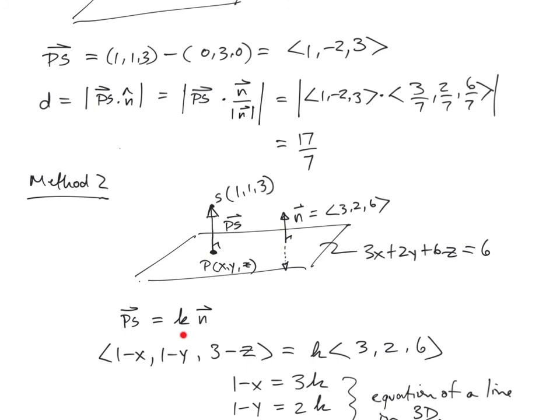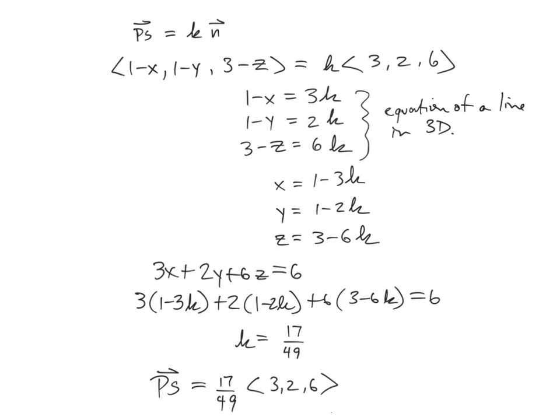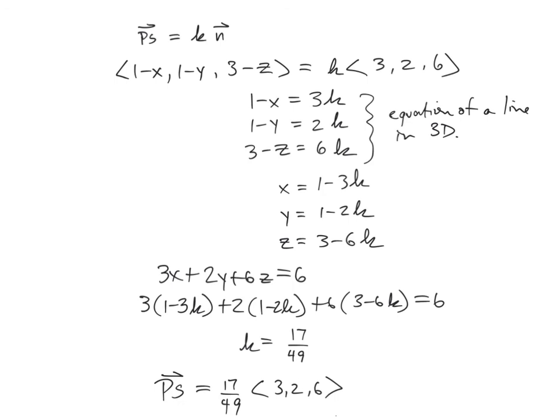Solve for x, y, and z in terms of k, and then put those expressions of k in for x, y, z. Since x, y, z is on the plane, those expressions of k have to satisfy the plane equation. Pop them in the plane equation, solve for k, and now I can find what ps is. It's k times n, and the magnitude of ps is my distance.